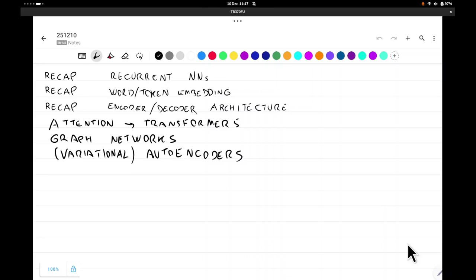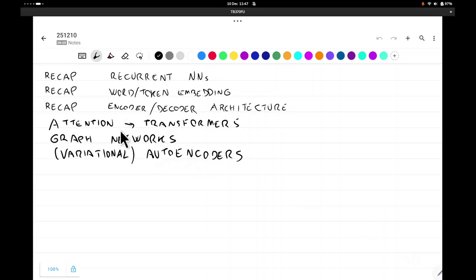I will go through a recapitulation of the second part of last time, from the recurrent neural networks to the word embedding. That is how we treat the input to these kinds of networks when we use as input sequences of symbols, for example, language. Then the encoder-decoder architecture in general, and then I will move on with the attention mechanism that leads to transformers, which is the foundation of the large language models.